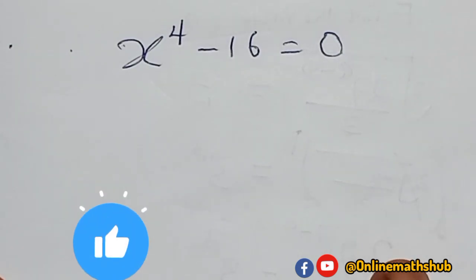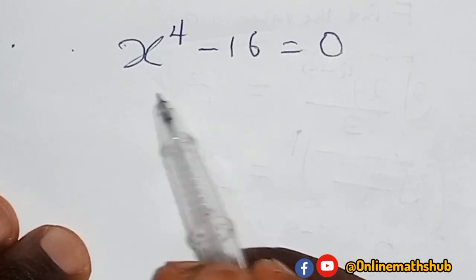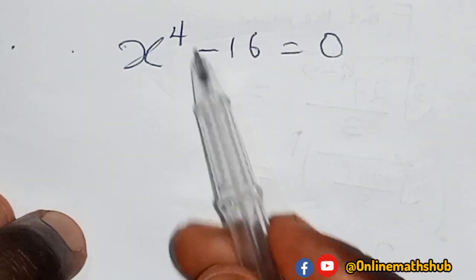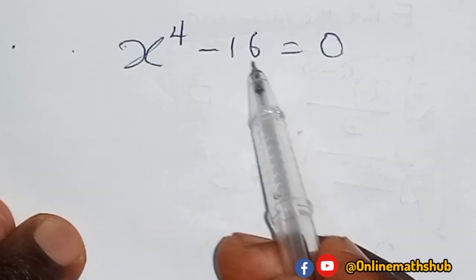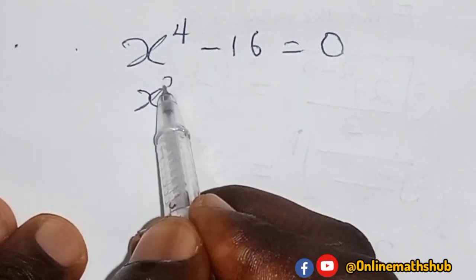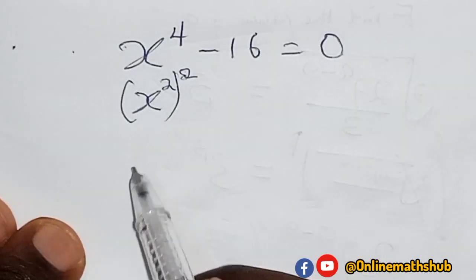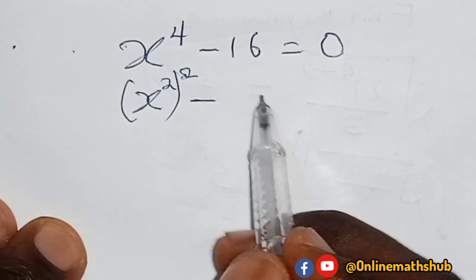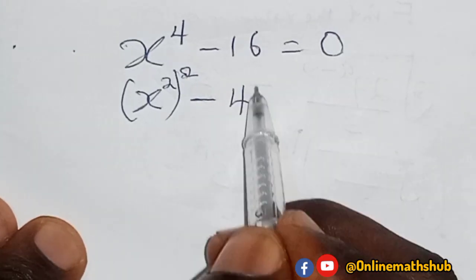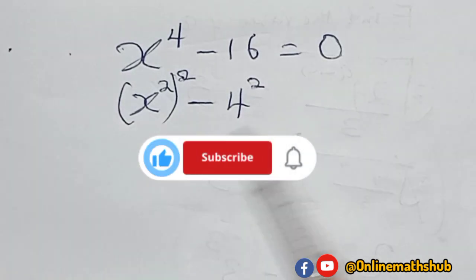Okay, so having said that, we're going to proceed right into this video. Now let's begin to do some simplifications right here. You know that we can write x raised to the power 4 as x raised to the power 2, then raised to the power 2, and we can also write 16 as 4 raised to the power 2. I do this so that I can have these expressions in perfect squares.